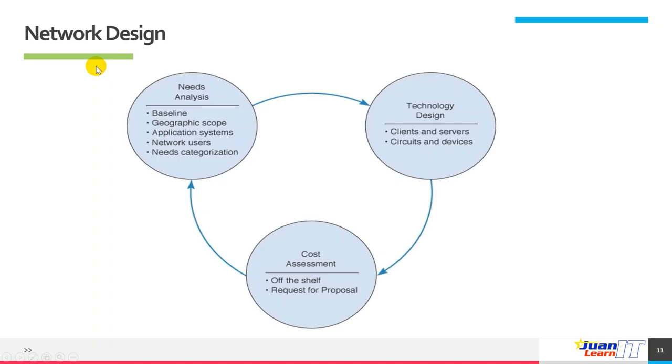Okay, so let's talk about the network design here. As mentioned earlier, there are three phases in the network design: the needs analysis, technology design, and cost assessment. This process begins with needs analysis, during which the designer attempts to understand the fundamental, current, and future network needs of various users, departments, and applications.